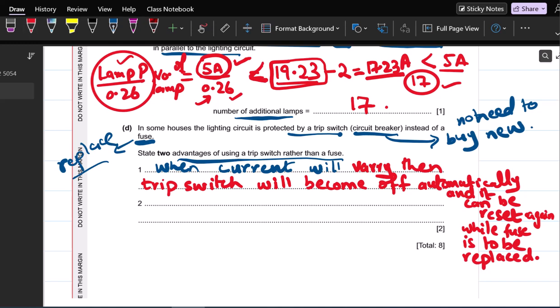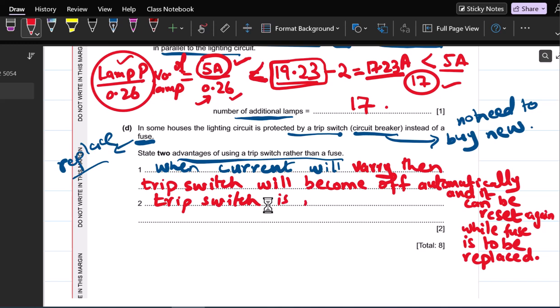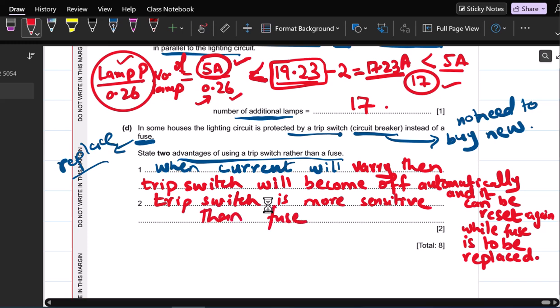I'm writing with this stylus, so it is taking too much space. If you are going to write with pen or pencil, it will take less time. So, second point you can write is that circuit breaker is more sensitive. Trip switch is more sensitive than fuse. So we are done with this question. Moving to next question.